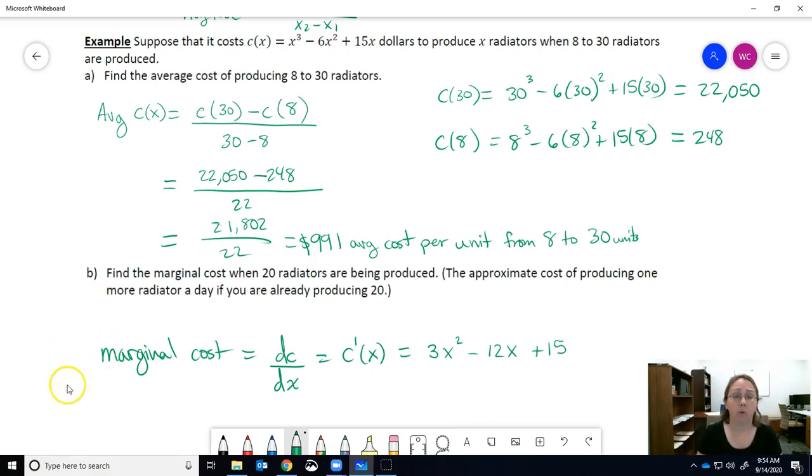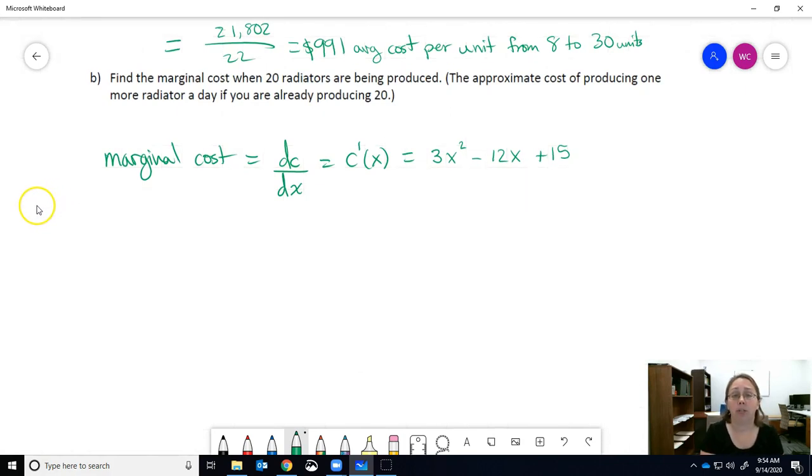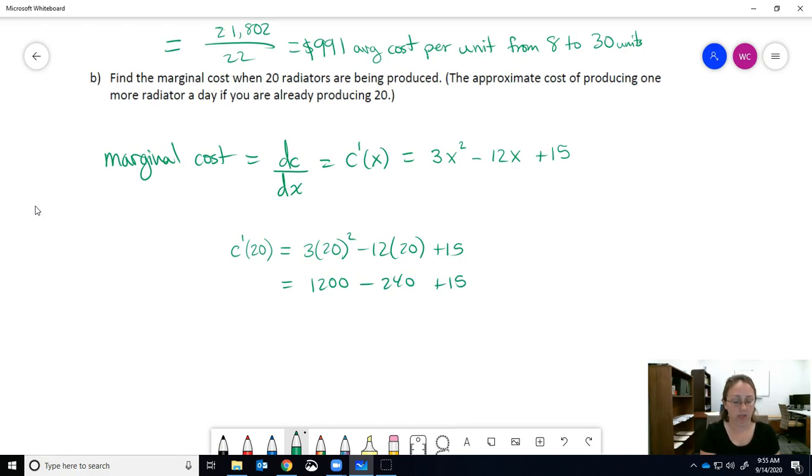Now that's the derivative. We want the derivative at the particular production time where we have 20 radiators being produced. So we're going to plug in 20. So 3 times 20 squared minus 12 times 20 plus 15. So that would be 1200 minus 240 plus 15. Use my calculator to make sure I get that right. How about if you punched it into your calculator correctly? There we go. I got $975.